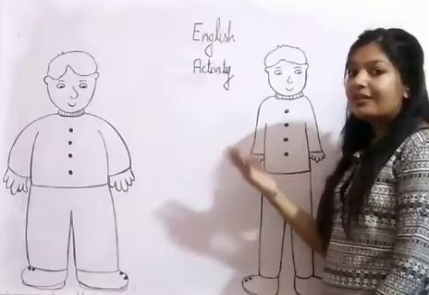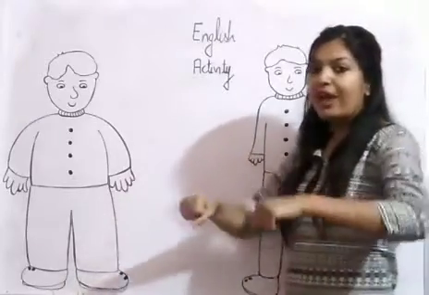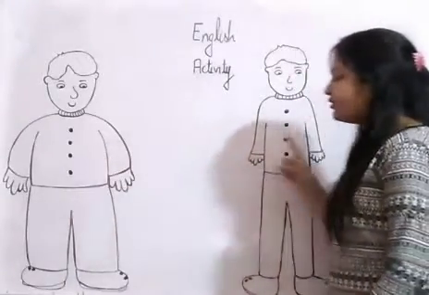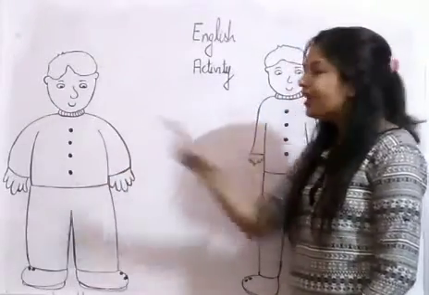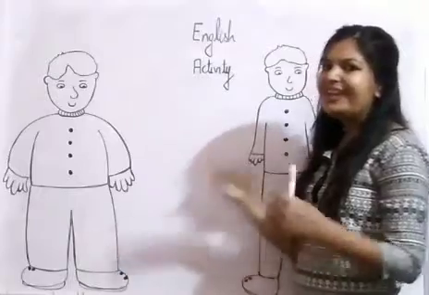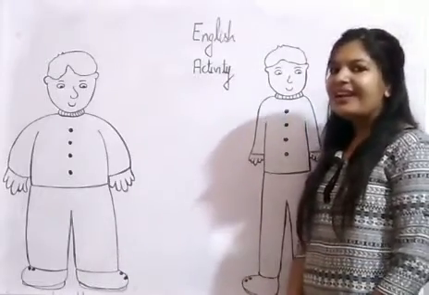We have to color the boy who is fat. So, who is fat between these two? Yes, Sean is fat. So, you have to color Sean. Okay? So, this is how we are done with our activity.